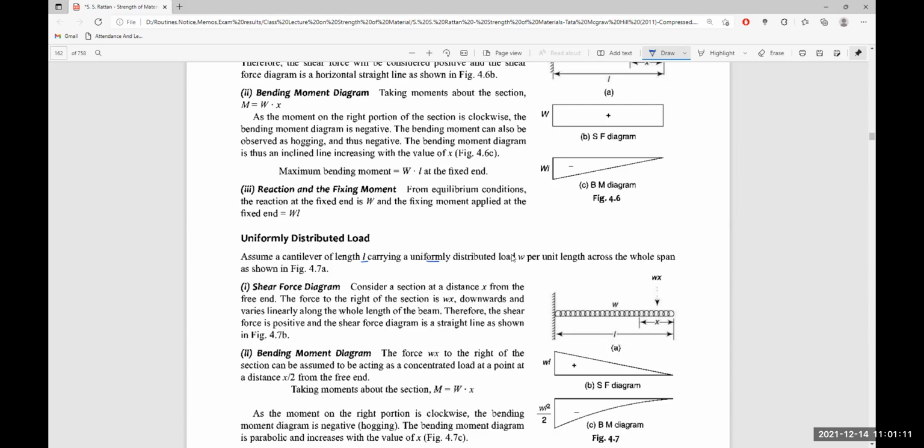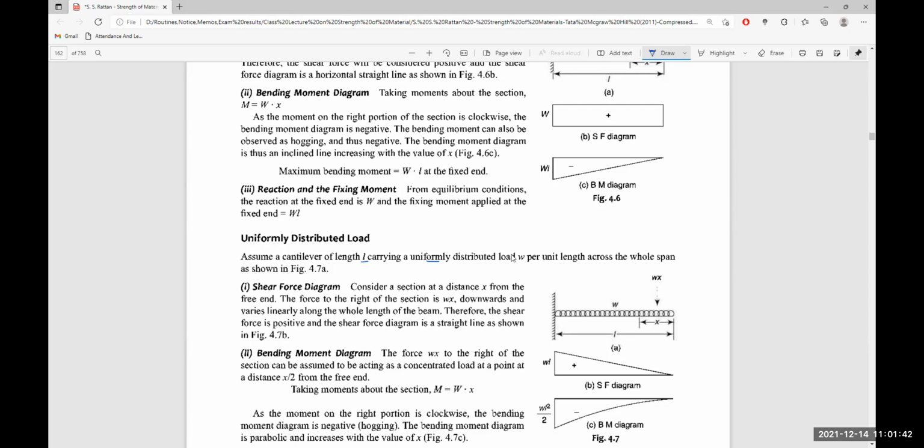And the force on the right of the section, we have a section here, is omega times x, downwards, and varies linearly along the whole length of the beam. So the shear force is positive and the shear force diagram is a straight line, as shown here. The shear force is 0 at the right end, since there are no vertical forces there. It is created by the effect of the distributed load and varies from 0 to a maximum at the left end, that is omega L.